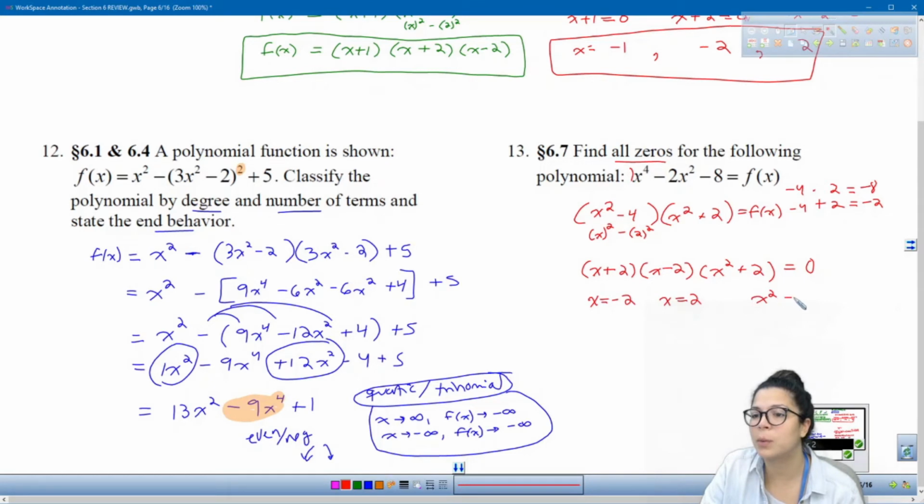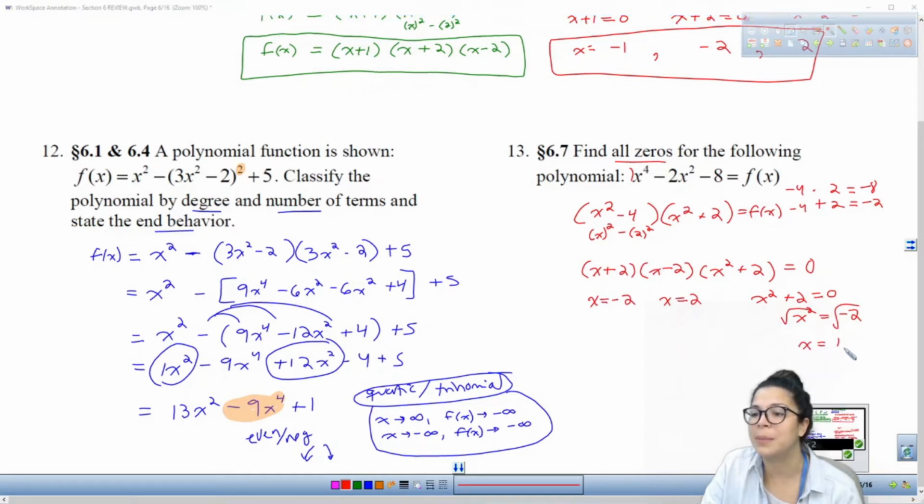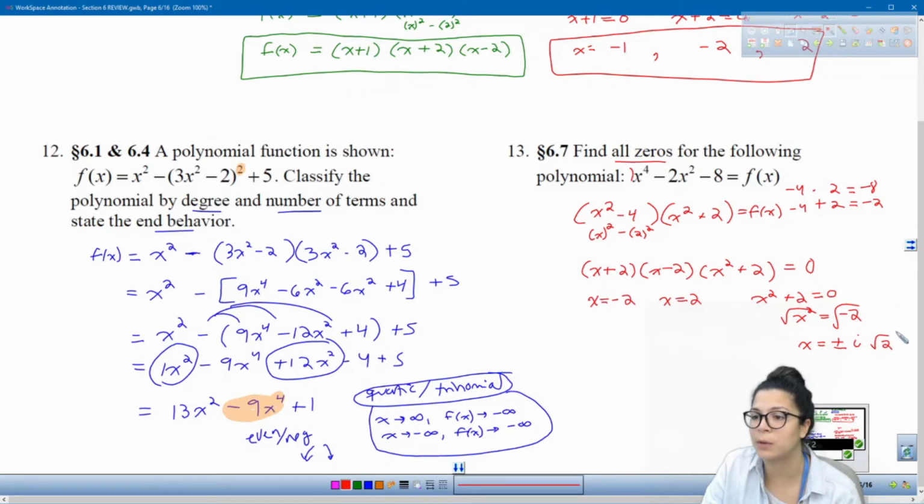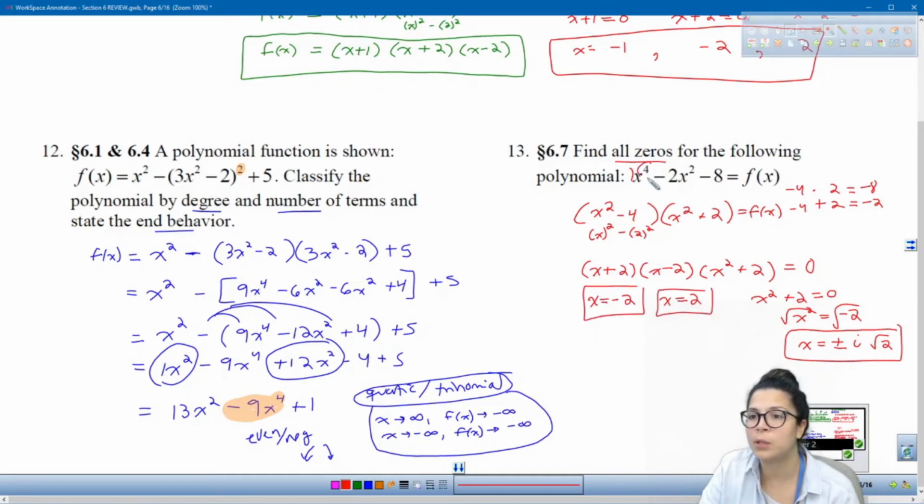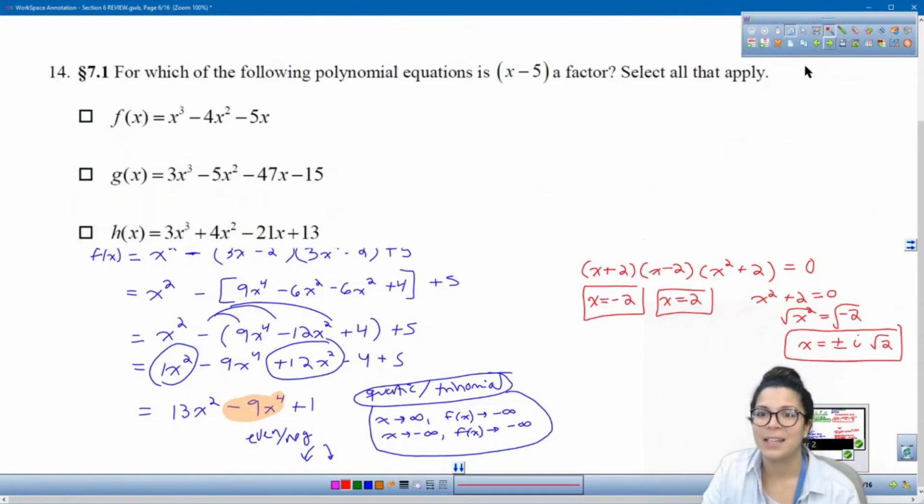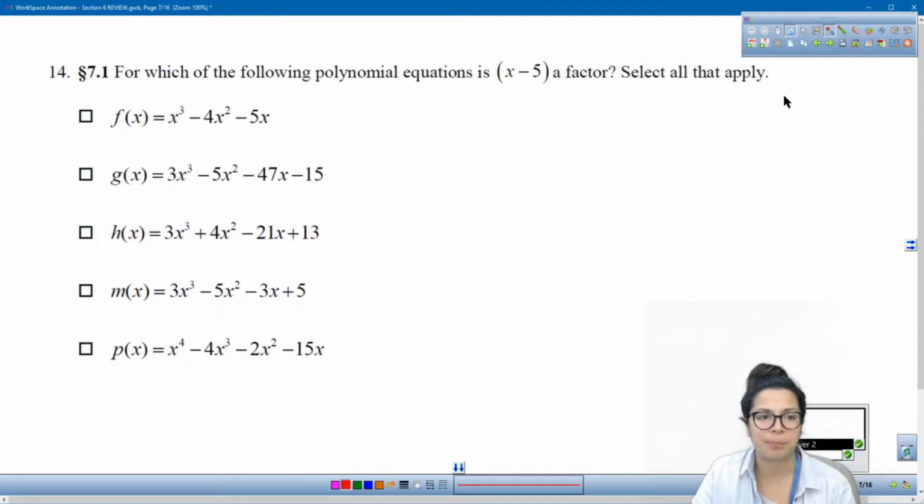And then here, x squared plus 2 equals 0. Subtract 2 on both sides, we get x squared equals negative 2. And then square root both sides, we get x equals plus or minus the square root of negative 1, which is i, and then the square root of 2, which is just square root of 2. So here are 2 zeros, 3 zeros, 4th zero, 4 total zeros. We got all of them. All right, let's move on to number 14.